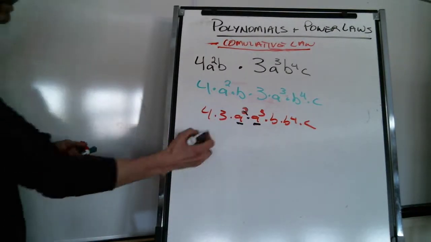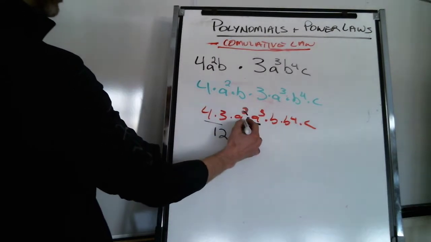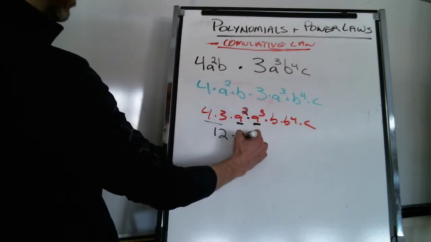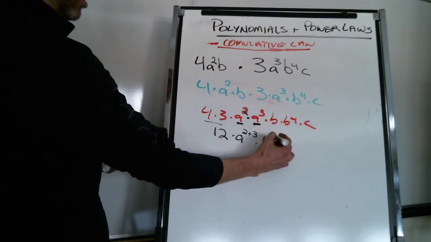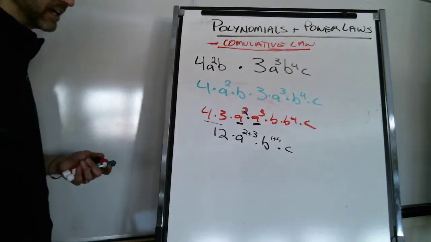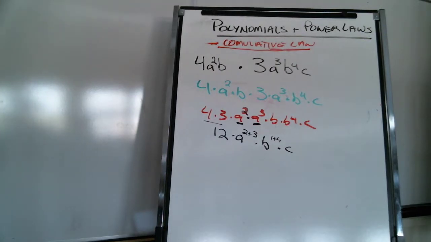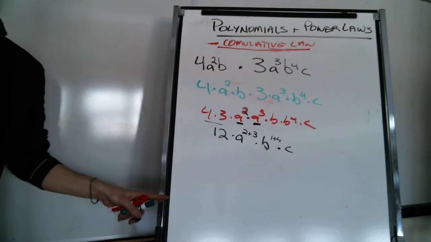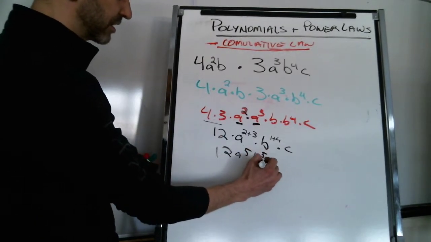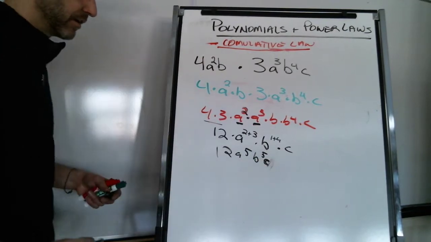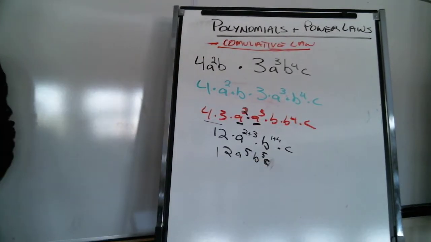Product law. So 4 times 3 is 12. A times A, or this is going to be A to the 2 plus 3. What do I do with these B's? 1 plus 4 times C. So guys, what you're doing is you have to look at each variable as its own base. If they're multiplied together, you can pull them apart. Do you guys see that? So this one here would be 12, A to the 5, B to the 5, C. And we've just multiplied them together.